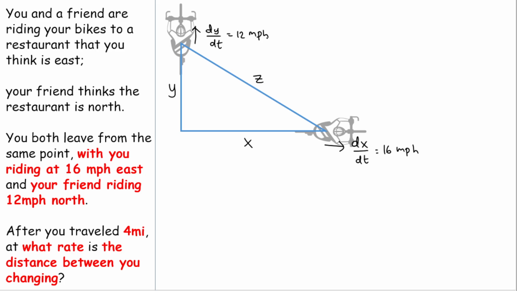Okay, and now we need to calculate the rate of change of the distance between me and my slow friend, right? So that will be dz/dt. And as a reality check later, dz/dt here should be a positive number, because our distance should be increasing.